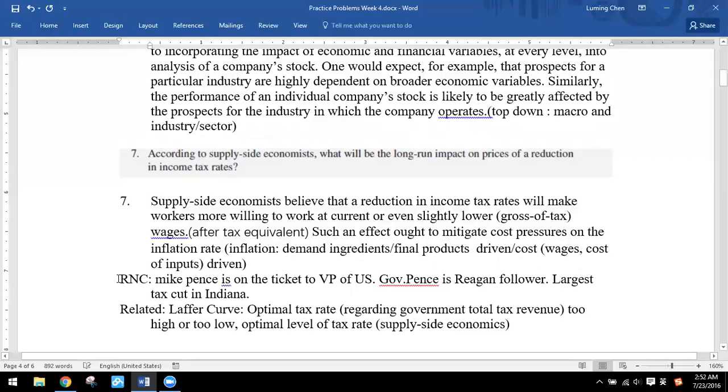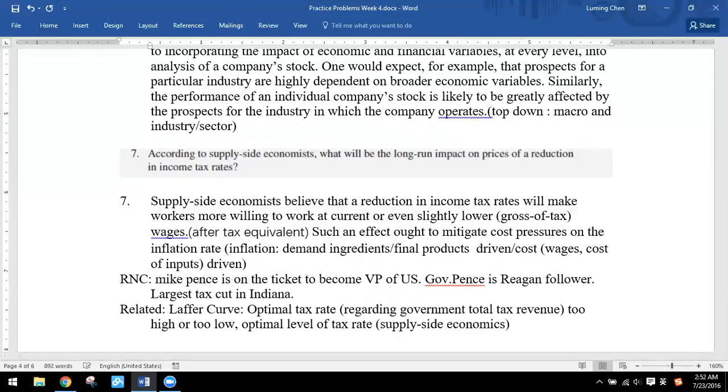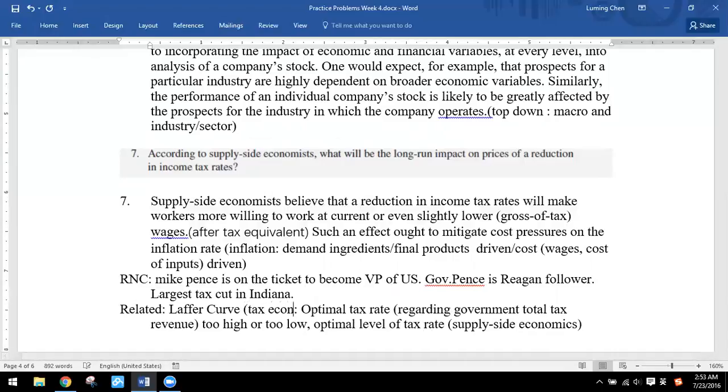so in the Republican National Convention, Mike Pence is on the ticket to become the Vice President of the United States. And from his speech, we know that Governor Pence is a Reagan follower, and he conducted the largest tax cut in Indiana. Also related is the Laffer curve in the tax economics.